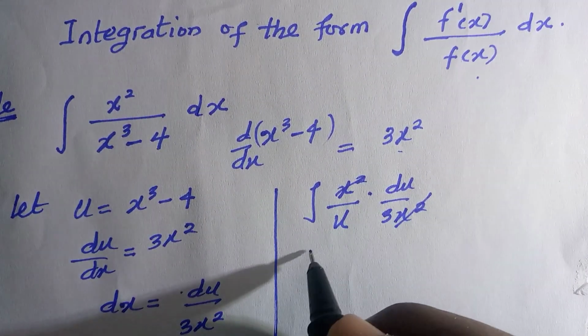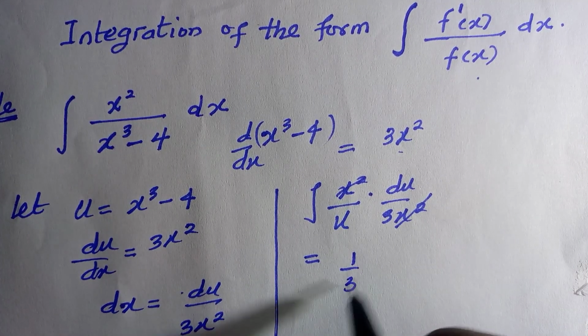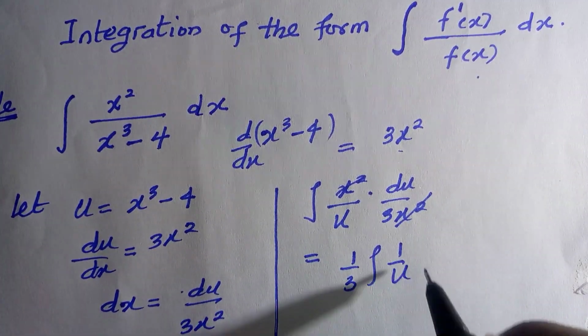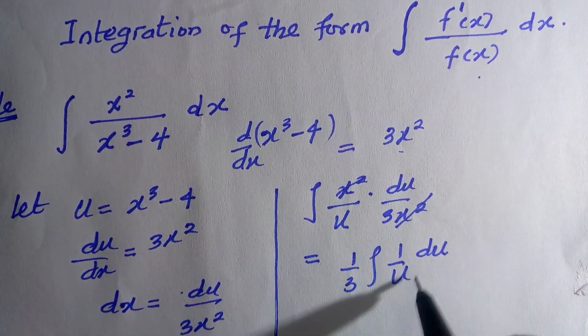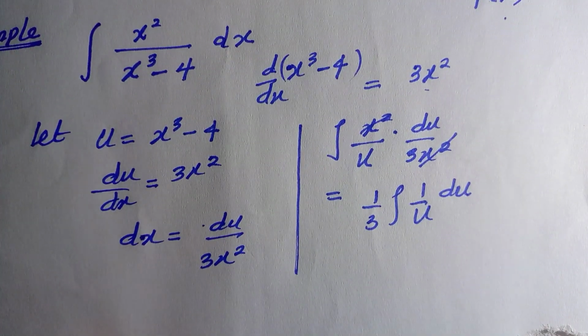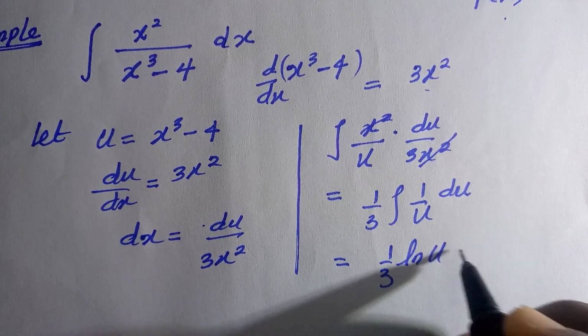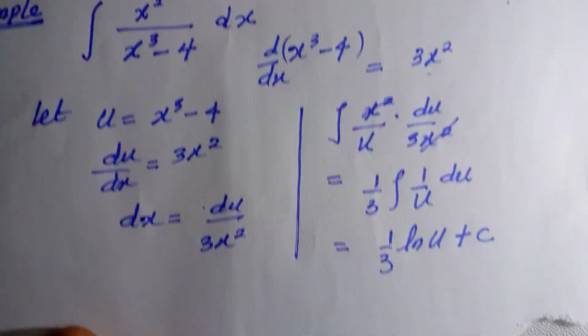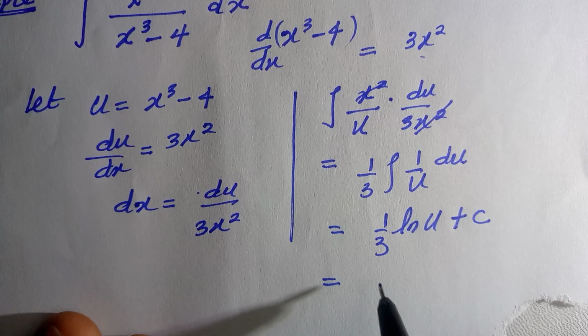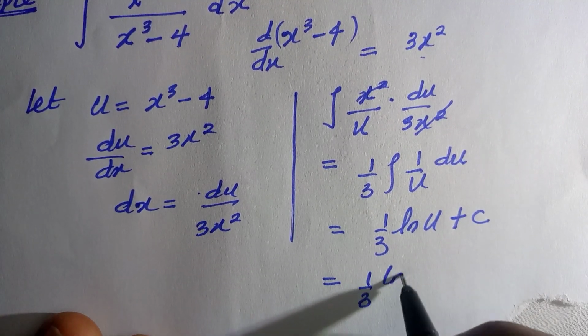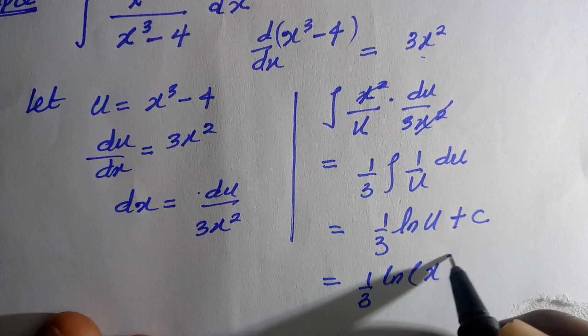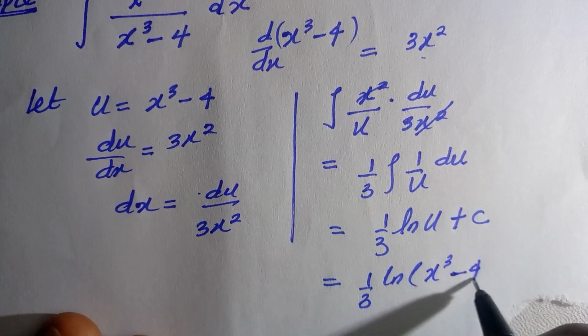If these two cancel, we are going to have 1 divided by 3, all right, integral of 1 divided by u du. But if we integrate 1 over u as from the standard, we are going to get ln u. We have 1 over 3 ln of u plus constant. But don't forget the value of u as x raised to power 3 minus 4. So we just put it here and we get the value. Here is how to do it.